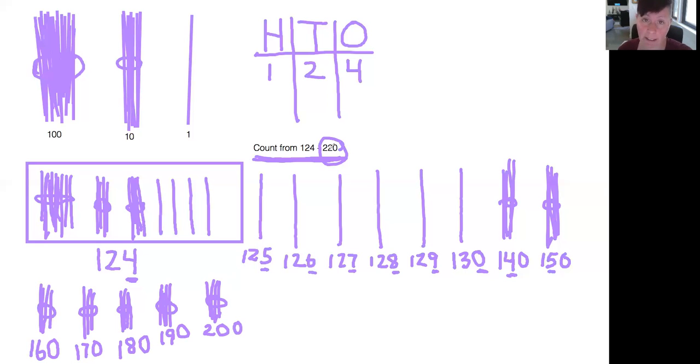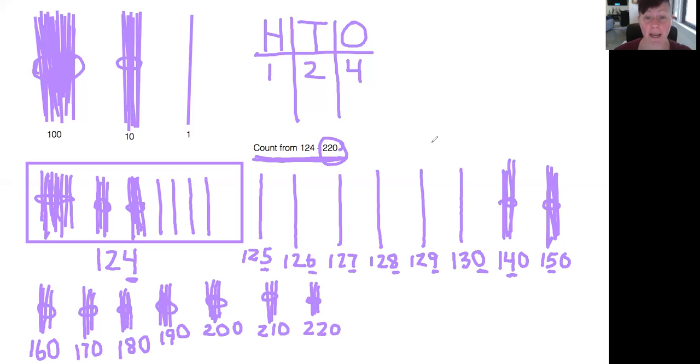I need to go to 220. And I can't start counting by hundreds, even though that would be quicker because that would take me over my number. That would get me to 300. And I don't want to go to 300. So I'm going to add another 10 bundle, which would get me to 210. And one final 10 bundle would get me to 220. And so I have used ones and tens to count between 124 and 220.